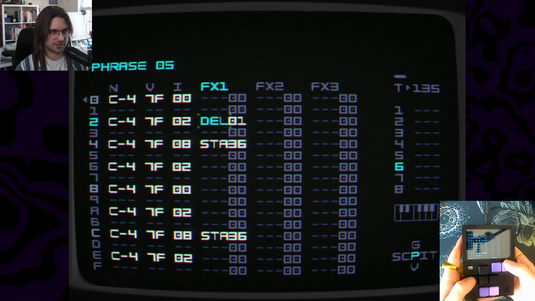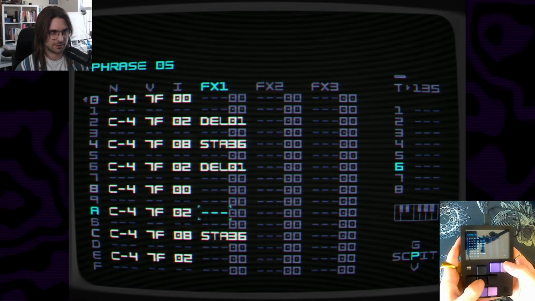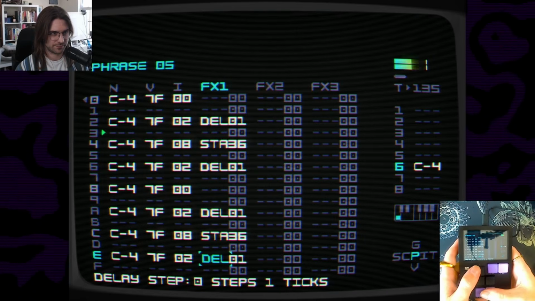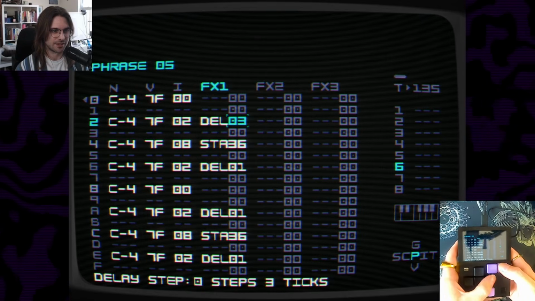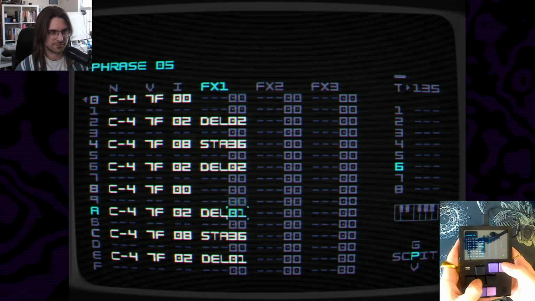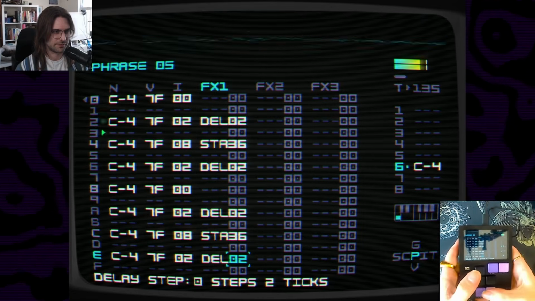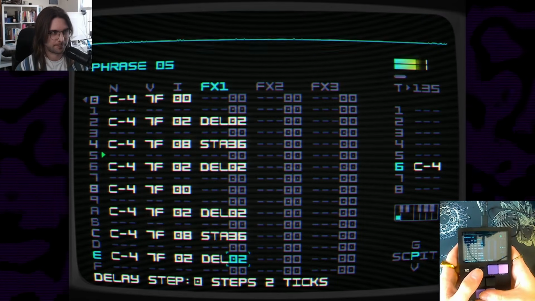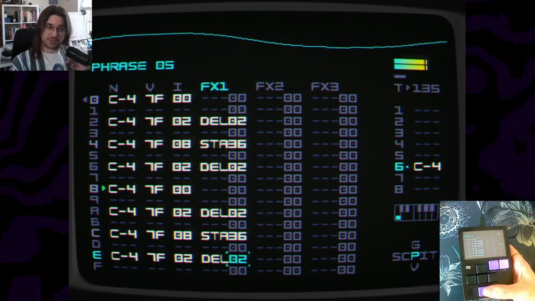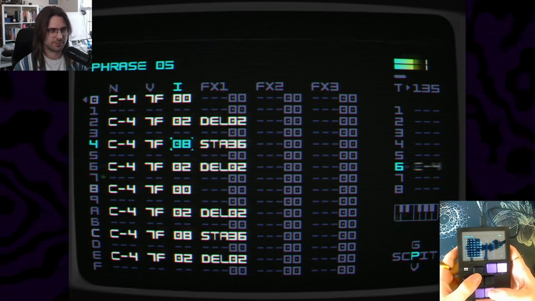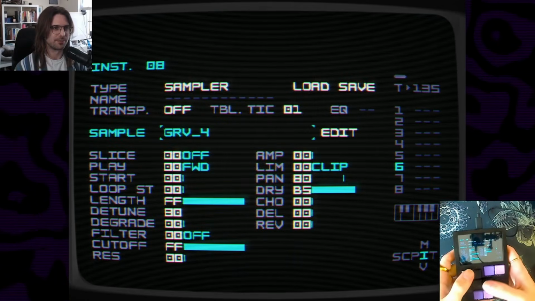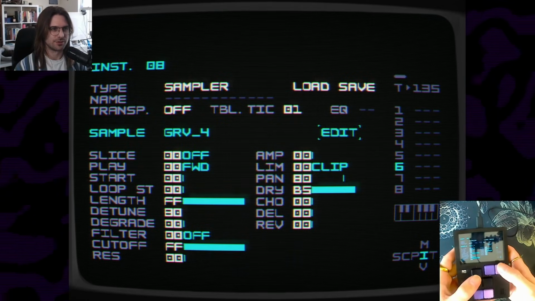Combine this like this. And get these really kind of wonky, like drunk sounding grooves. Just to kind of illustrate a little bit more what I'm doing.